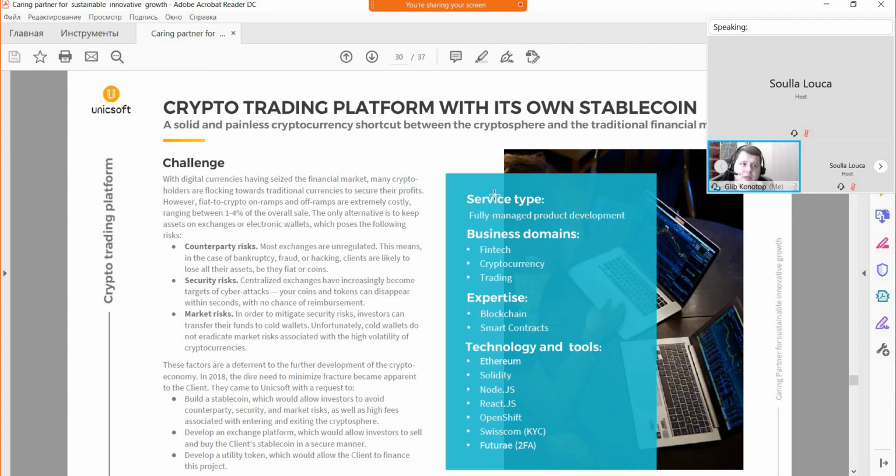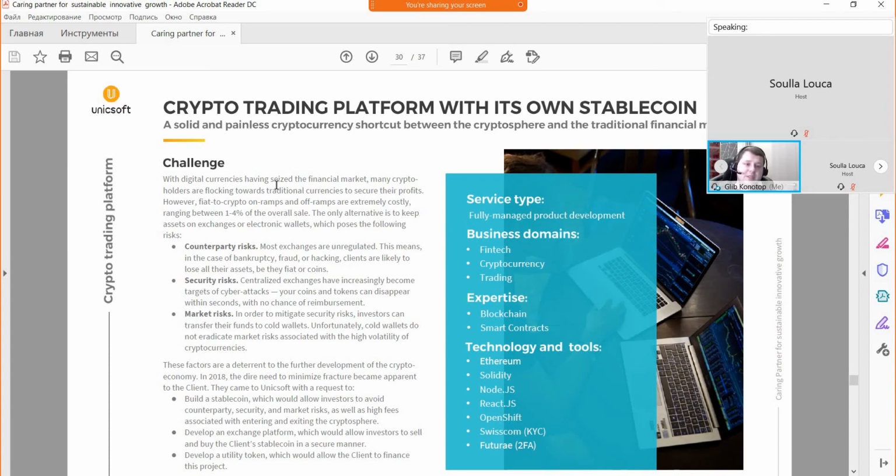It could be fiat, like US dollars or euros, or it could be stable coins, so again crypto coins that are equal in terms of price to the fiat currency, like dollars or euros. One of the most famous stable coins is USDT or Tether USD. This is another example of a stable coin that differs from USDT because it is backed not with US dollars but with Swiss francs.